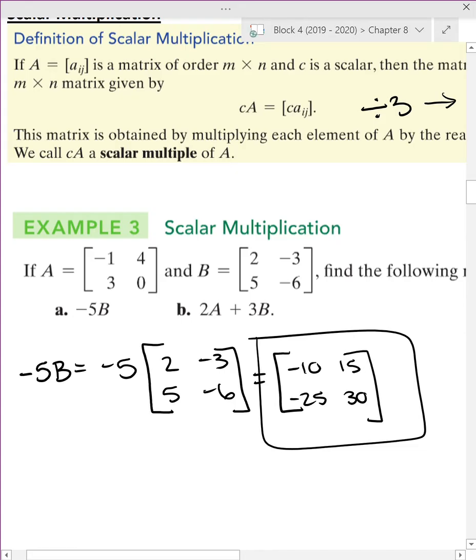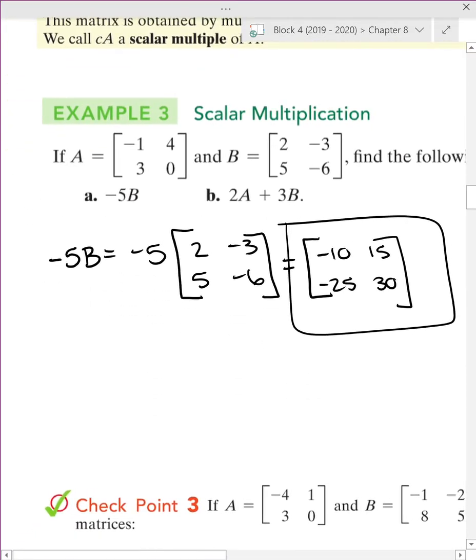That's it. Now with the other one, okay, so this is A. With B, see how we have 2A plus 3B. We need to follow PEMDAS when it comes to this. I have to do the multiplication first, and then I can add, subtract, whatever I want.